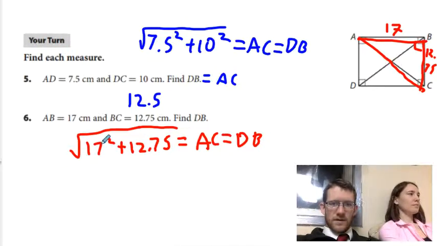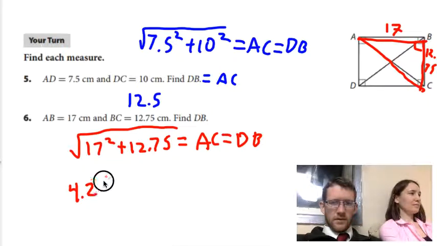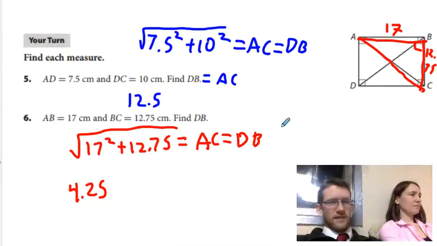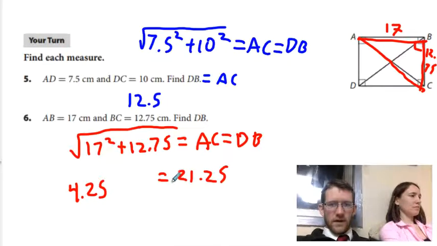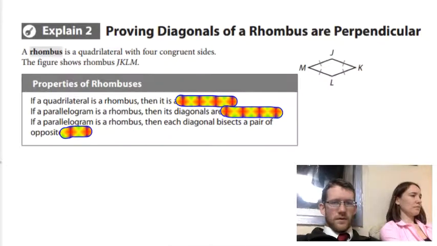Again, this one actually turns out to be a 3, 4, 5 triangle. 17 divided by 4 is 4.25, which is this thing times 3 is this thing, right? So this is the 3, this is the 4, this is the 5. 5 times 4 is 20 plus 1.25 should give us 21.25. You can check my math on that with the calculator.